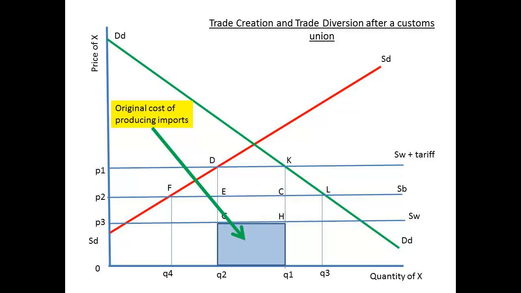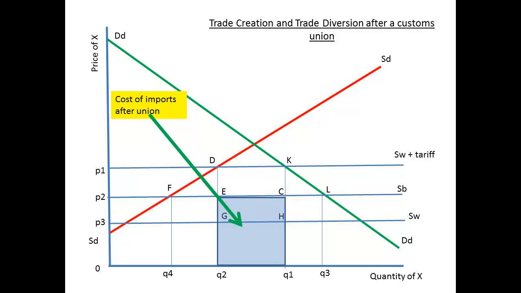The area below the tariff area represents the original cost of producing imports, Q2, GHQ1. After the union, the cost of producing has increased to the area Q2ECQ1.